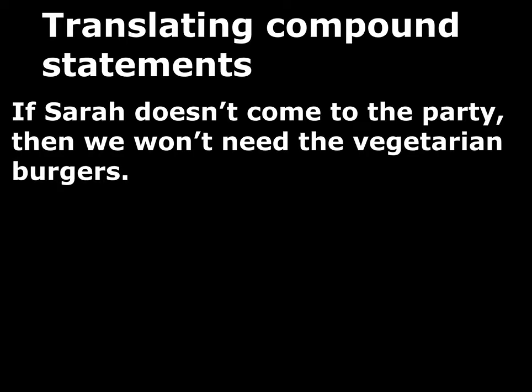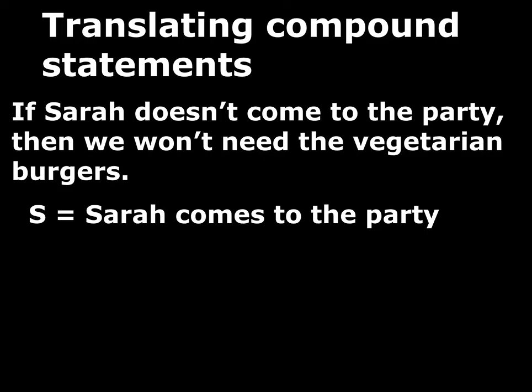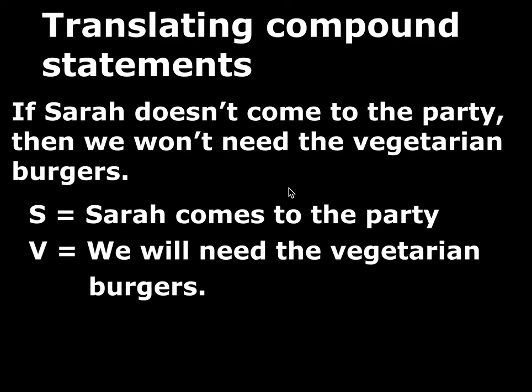Step 1, as always, is to identify the atomic statements. So the first is Sarah comes to the party. Now up here we have Sarah doesn't come to the party, but the N apostrophe T, again, that's a not. That's not part of the atomic statement. That's a negation operator, so we pull that out. The non-negated statement, the atomic statement, is Sarah comes to the party. We will need the vegetarian burgers, same thing. The not here is a negation applied to the atomic statement here.